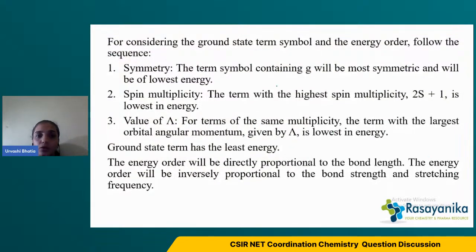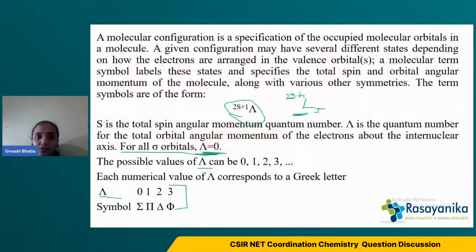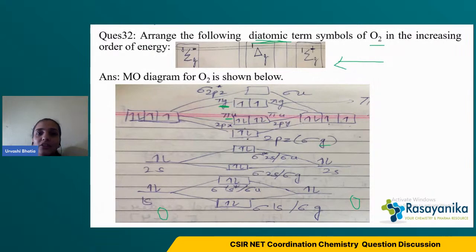So that is why we have got U here, right? Okay, now coming on to the question that was asked. You might have forgotten the question. So, arrange the following diatomic term symbols of O2, that I showed you how to derive, in the increasing order of energy. These three are the term symbols. We have to arrange them.